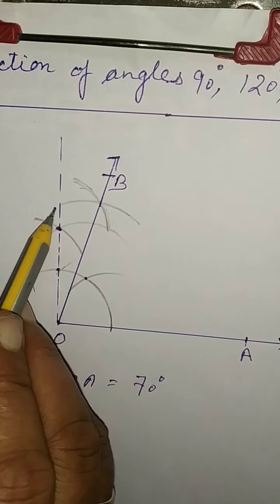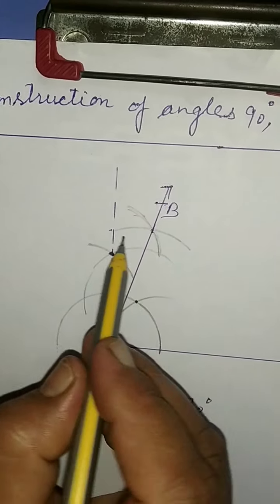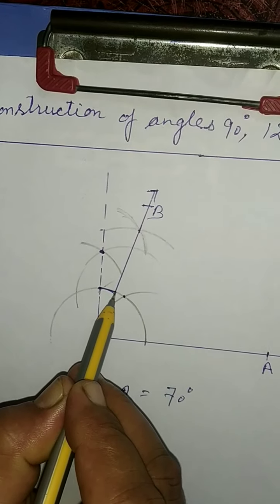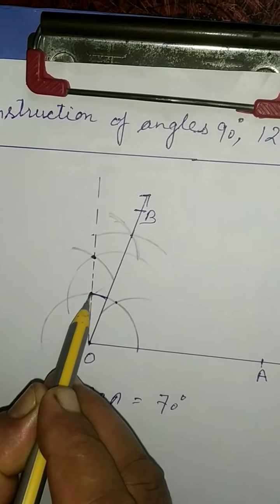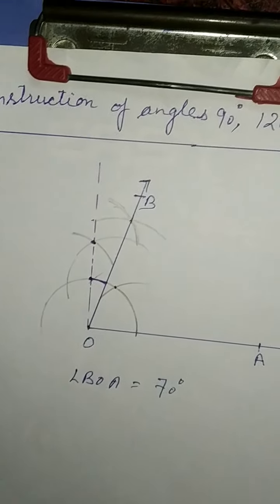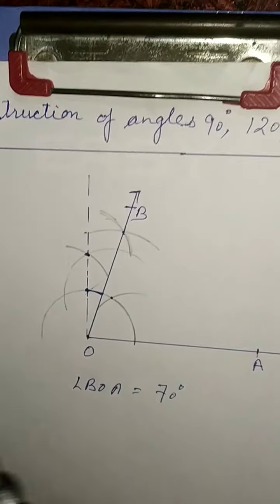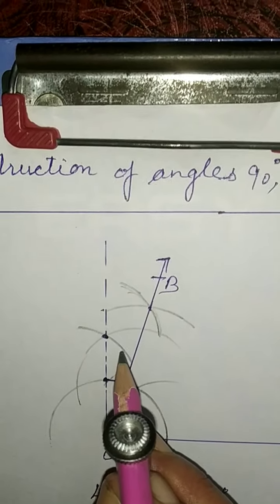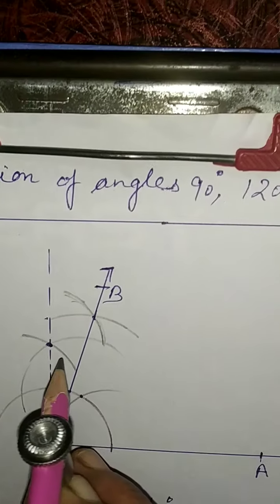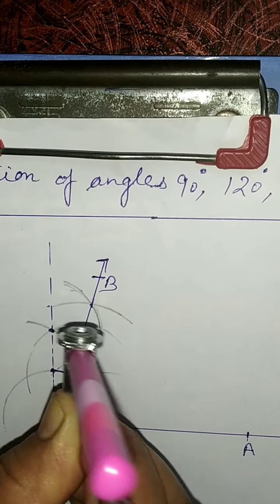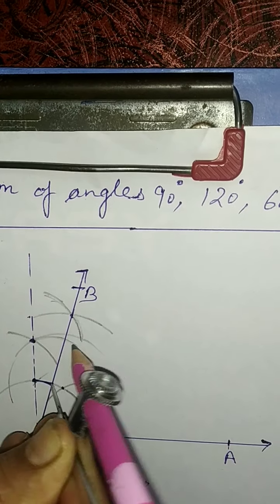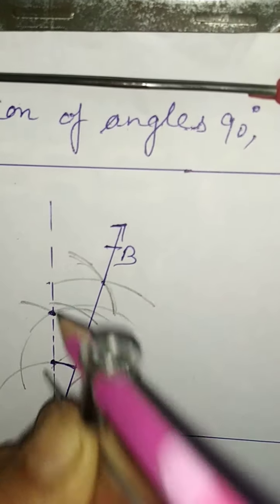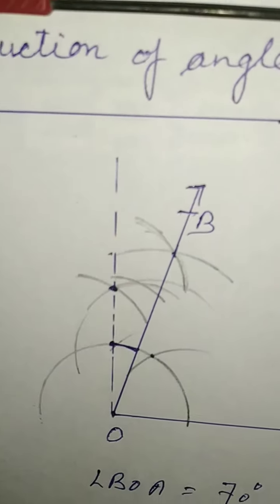Now this is 90 and this is 70. If I bisect this length, then we will get an angle of 80 degrees. We have to bisect this length. For bisection, the rule is to take more than half of this. I am taking one arc from this point like this, and from this point I am taking another arc; this is the intersecting point.